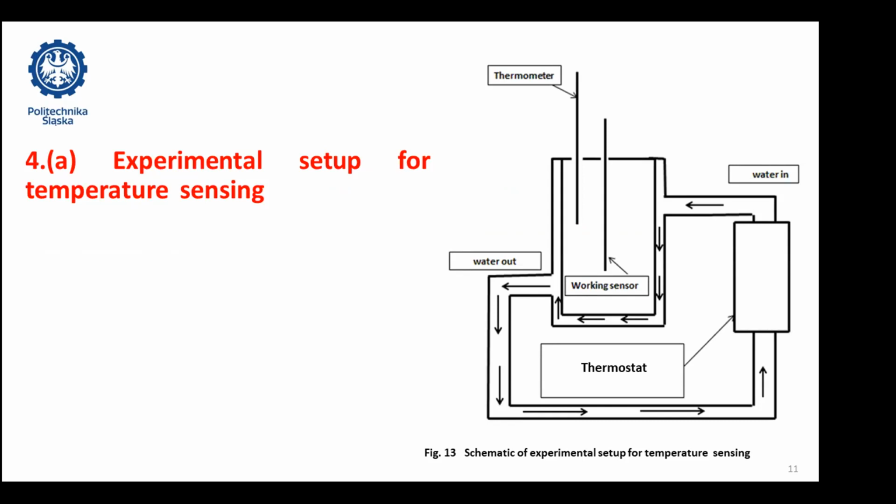Section 4 shows the experimental setup which we use in our lab for temperature sensing. We have a double jacket glass jar in which water is circulating. We have a thermometer and a working sensor inserted in different holes. The thermometer is used to note the temperature of the chamber, and the working sensor is connected to the ohm meter. Then we have a thermostat where we can control the temperature of the water from 20 degrees Celsius to 60 degrees Celsius.